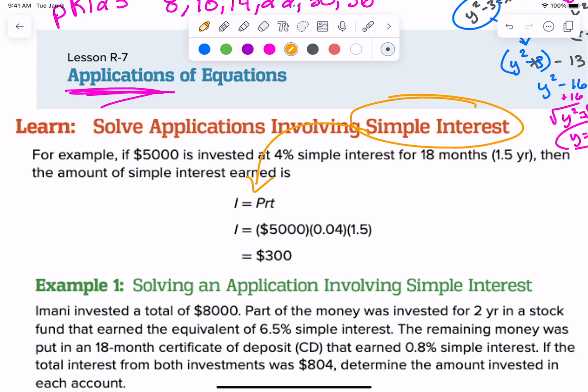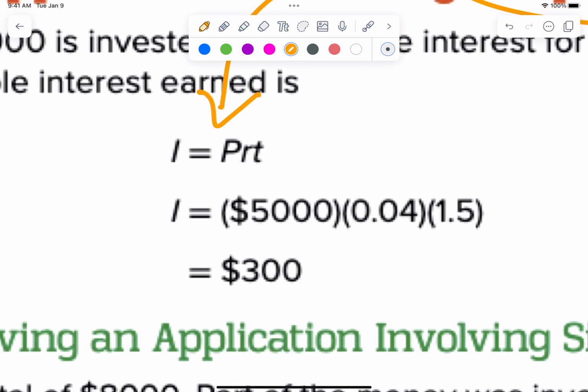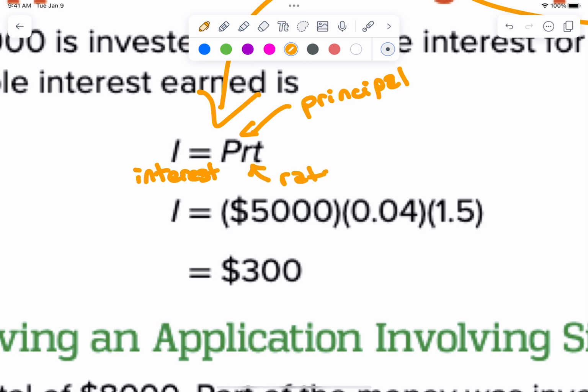Do you know what these variables stand for? I is interest. P is what? Principal, which is the initial payment, right? R is rate and T is time. If you need to write those in there, do; if you don't need to, you don't have to. Principal means the starting amount that you borrow or whatever, right?